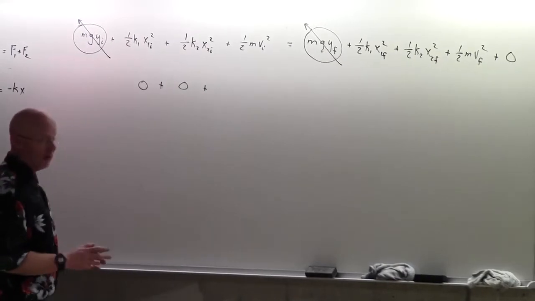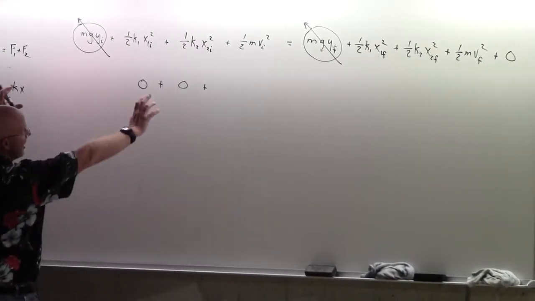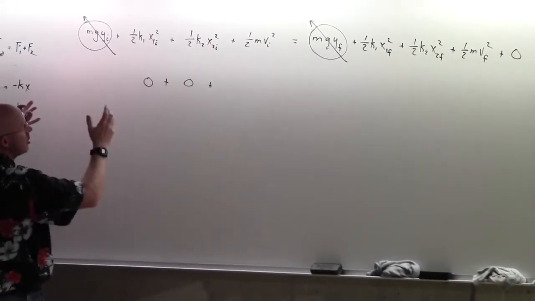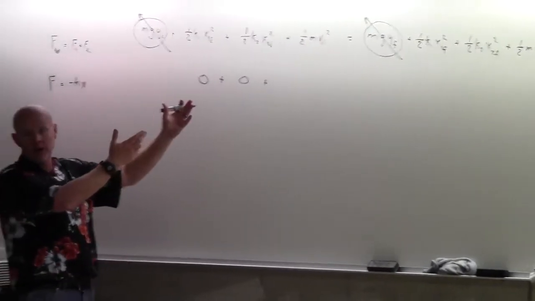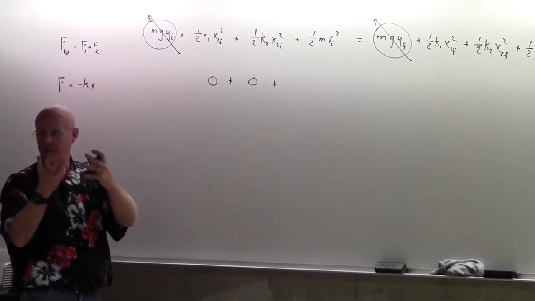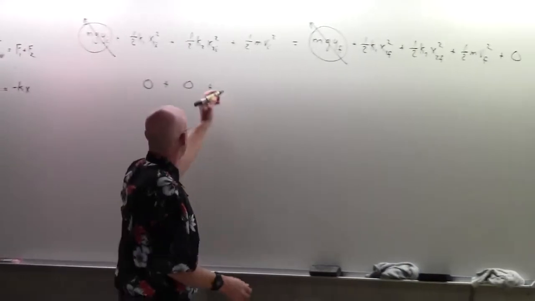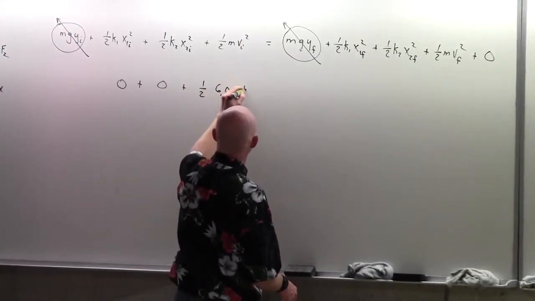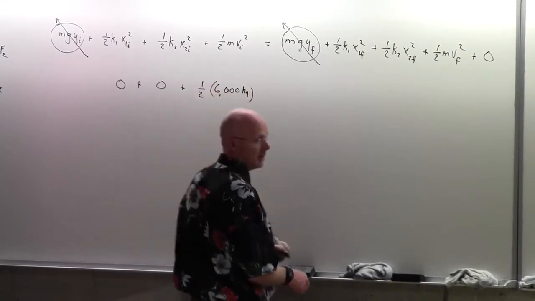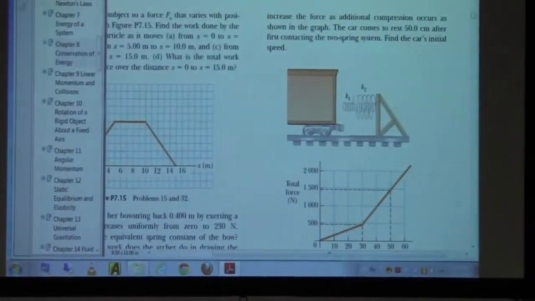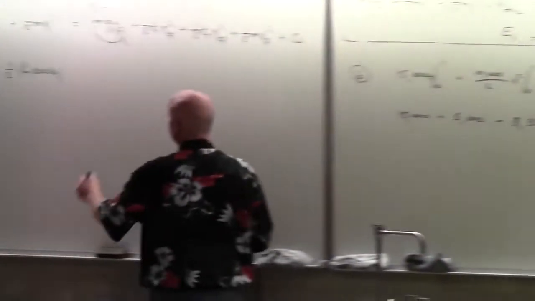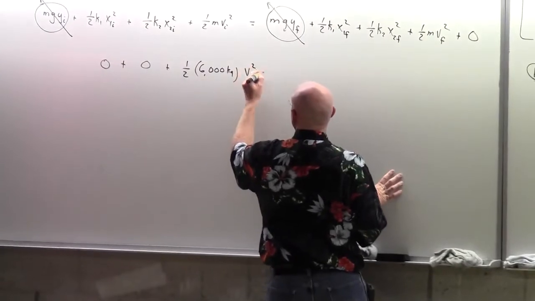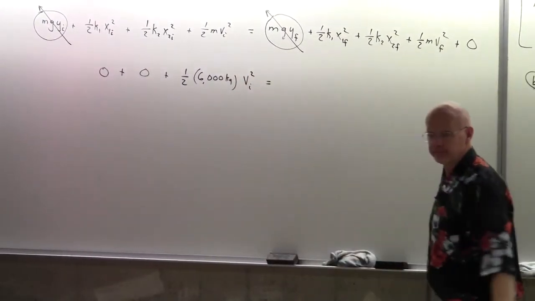So simply put, all these initial energies go to 0 except the obvious one, and that is the motion of the boxcar. And so this is 1/2 times, did I see 6,000? Yeah. And the initial speed, or is that what we're looking for? Yeah, okay, so the initial speed is what I'd like to solve for.